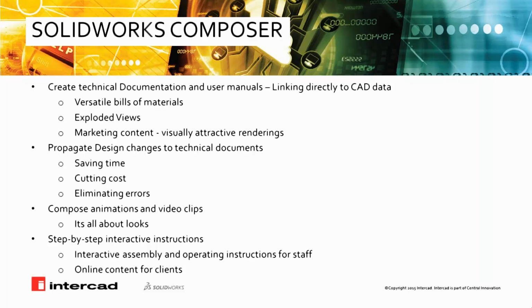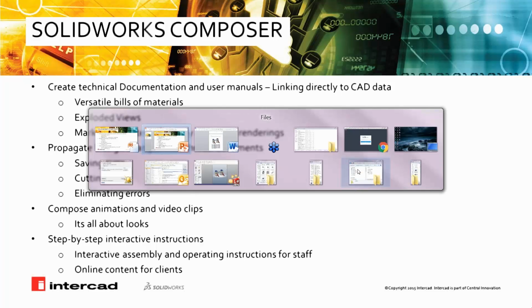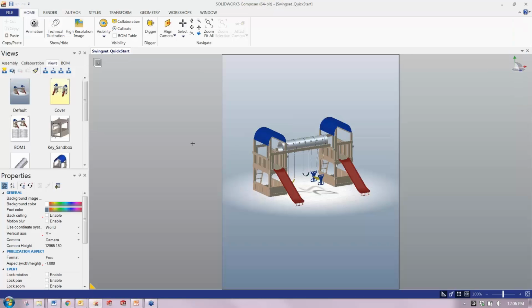Going through the first step, we're going to see some different types of bill of materials that will be created using SOLIDWORKS Composer. We have exploded views. We have marketing content. So visually attractive renderings, things that can be posted directly to your website. Okay, and so let me just switch to SOLIDWORKS Composer now and see what it looks like.